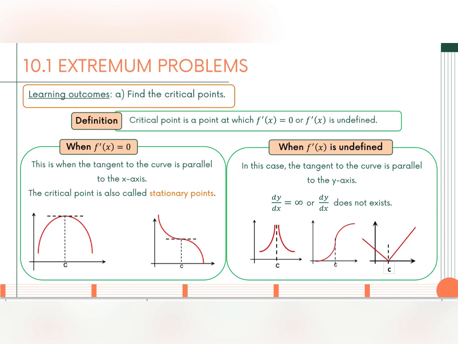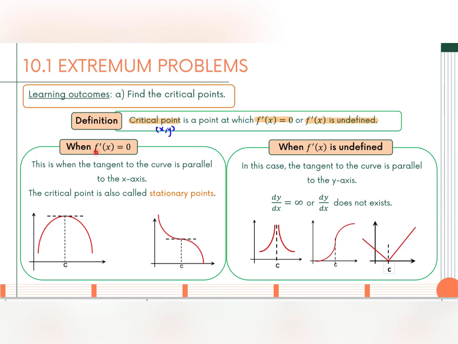Okay, so let's look at the definition of critical point. So what is critical point? Critical point is a point at which f prime x is equals to 0 or f prime x is undefined. Okay, so dekat sini dia kata critical point. Bila dia kata point, so kita akan bagi jawapan in terms of x, y lah. Dia akan jadi in terms of x dengan y dalam bentuk coordinates. And this point is at which our f prime is equals to 0 ataupun f prime x is undefined.